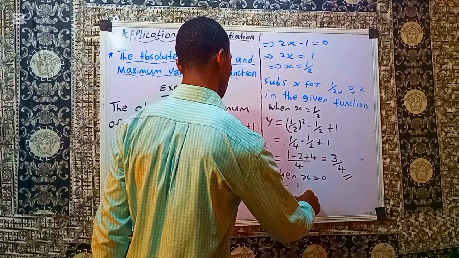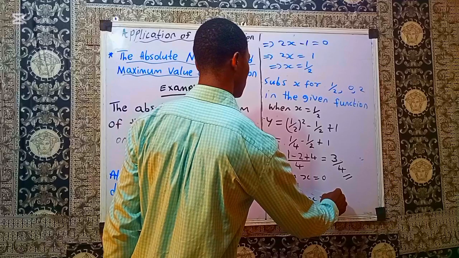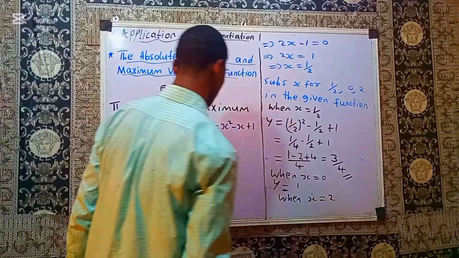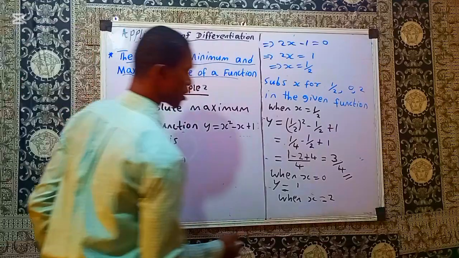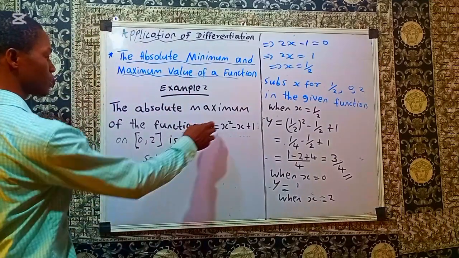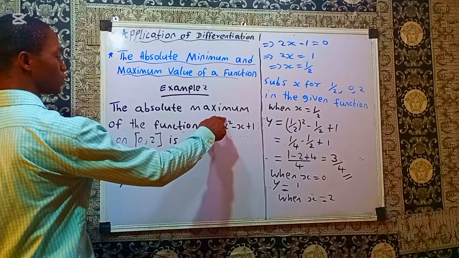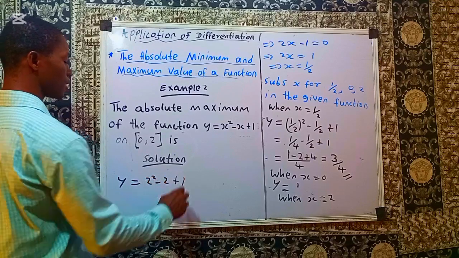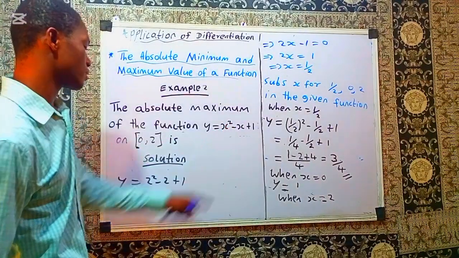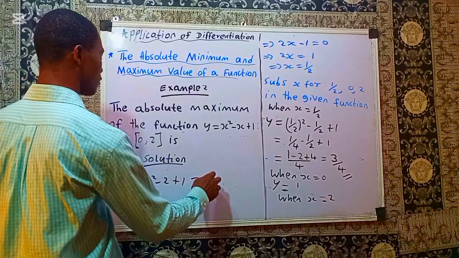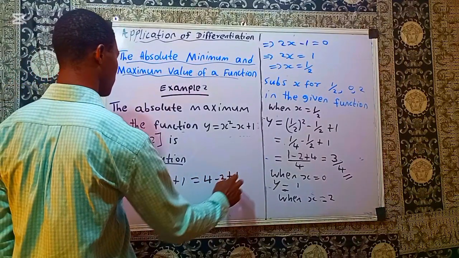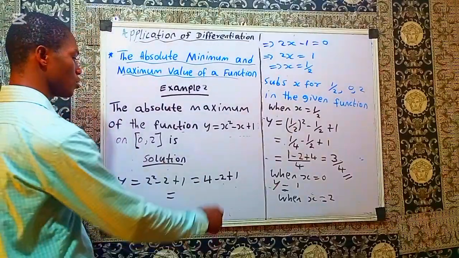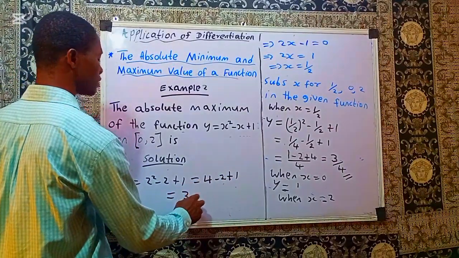When x equals 2, let's check what will be the value of y. We are going to put x for 2 here. So we are going to have 2 raised to power 2 minus 2 plus 1. 2 raised to power 2 is 4, minus 2 plus 1. And 4 minus 2 is 2, plus 1, you have 3.